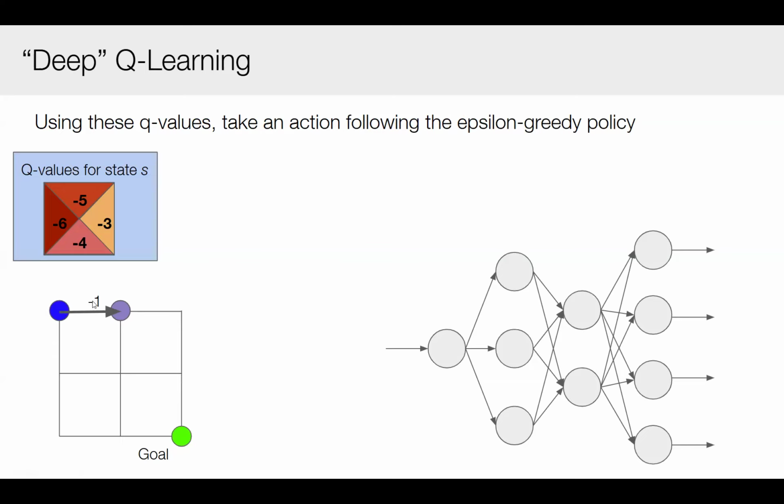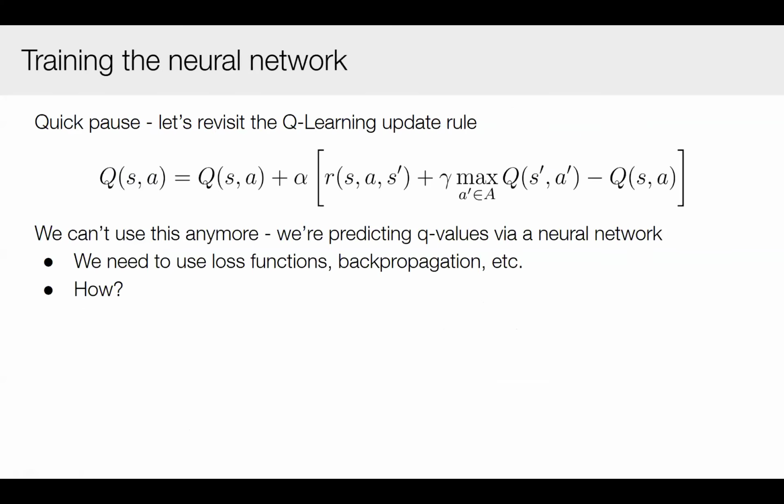Now we're looking into how we actually update this neural network. Recall that in regular Q learning, we just needed to find Q of S prime A prime, and that was all we needed to update our Q table. This is the Q learning update rule. But we don't have an update rule anymore. We're representing our Q values using a neural network, and so this update rule just isn't going to work. So we need to somehow translate this into things involving loss functions, backpropagation, stuff that you would do for neural networks.